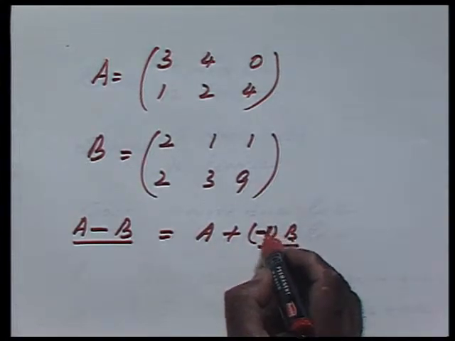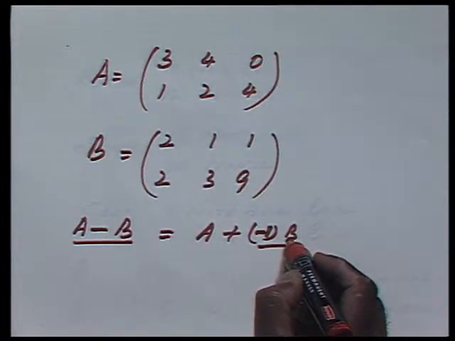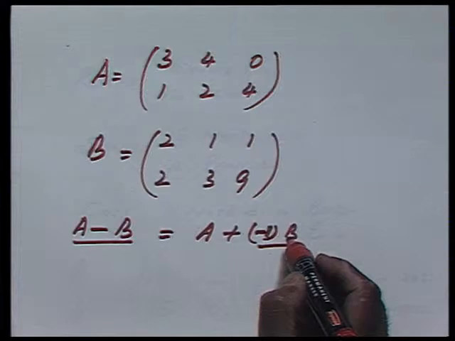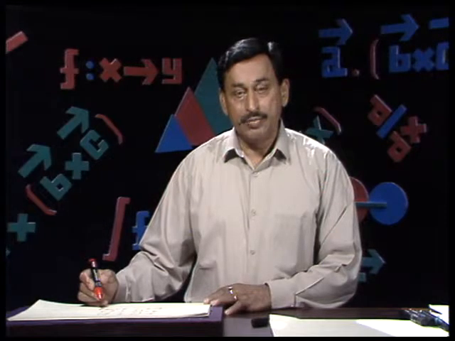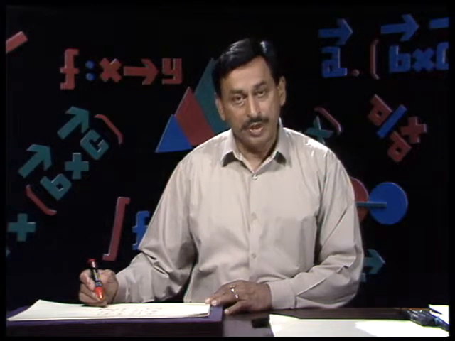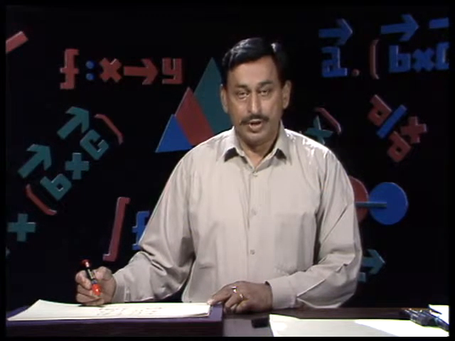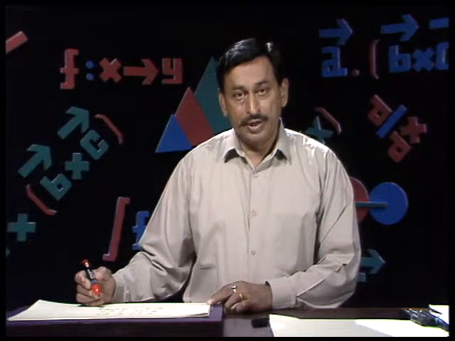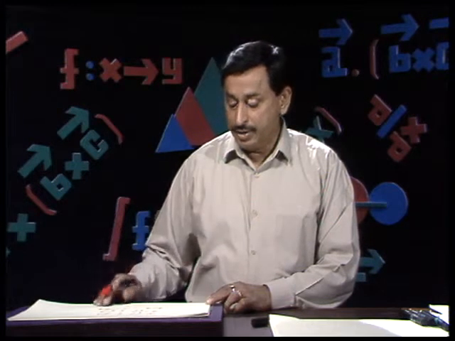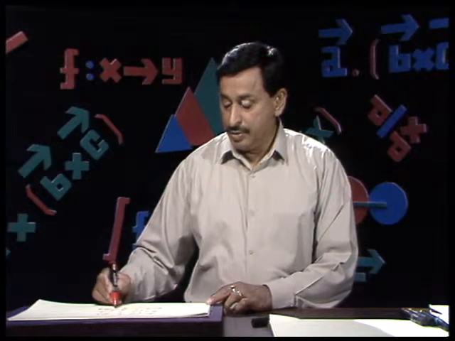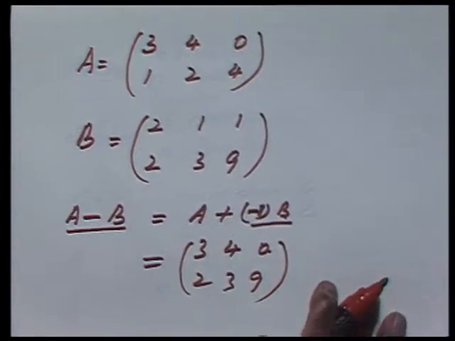A minus B means that we are trying to write what A plus minus 1 times B is. We have not studied what minus 1 times B is, but it's very simple to understand. I take you back to when we said that A is a given matrix, then 2A means all the elements of the matrix will be multiplied with 2. 3A, all will be multiplied with 3, and the same holds. In case I say minus 1 times B, then all the elements of B will be multiplied with minus 1.